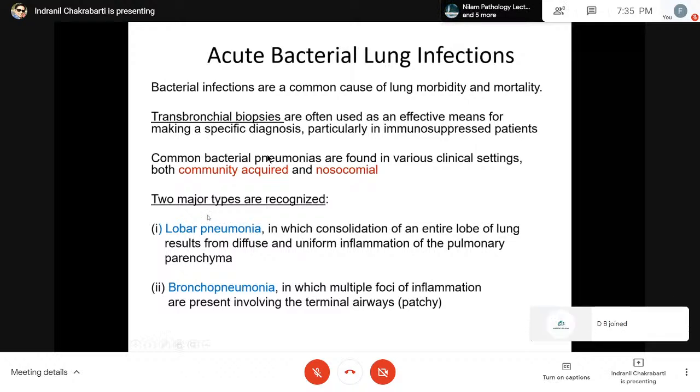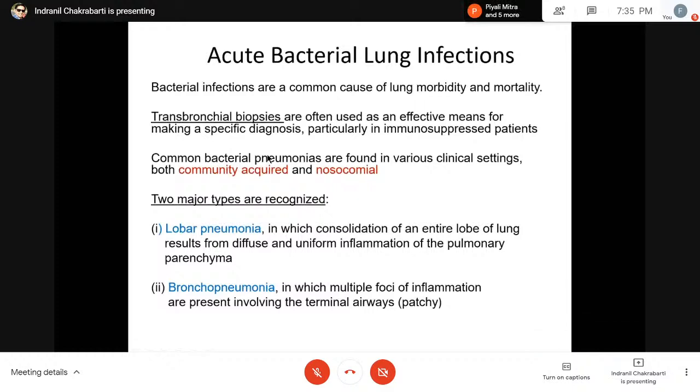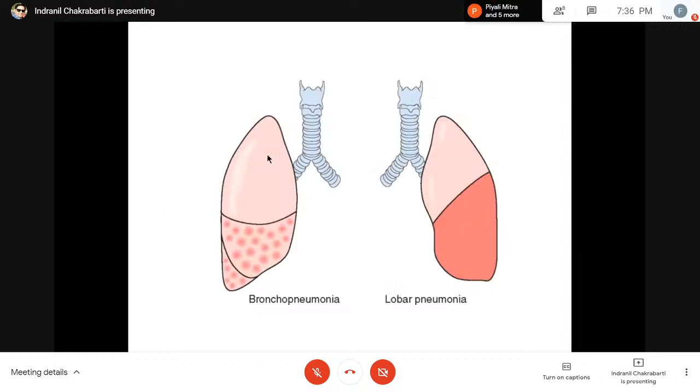So, usually our upper respiratory tract infection, which is usually a viral infection, leads to a bacterial infection in the lungs. So there are two major types of pneumonia according to the part of the lung that is involved. One is the lobar pneumonia, in which the consolidation of an entire lobe or most of the single lobe is affected, and it results from diffuse and uniform inflammation of the pulmonary parenchyma. And the other type of affection is the bronchopneumonia, in which multiple foci of inflammation are present involving the terminal airways.